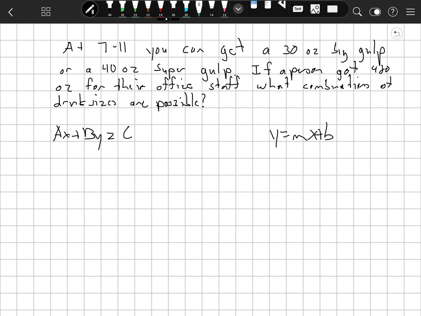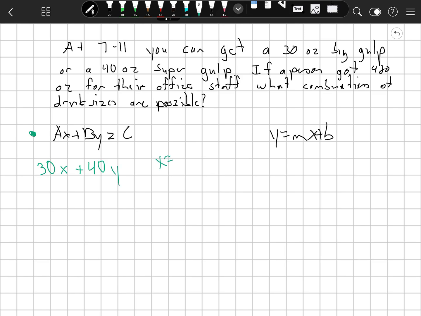Okay, so we have these two to choose from, and this time I'm going to start with this one because I think it's easier to write. We can say 30 ounces times x. X is the number of 30-ounce drinks. So if there was 2, it'd be 60 ounces. If there was 3, it'd be 90, and so on. Plus 40 ounces times y.